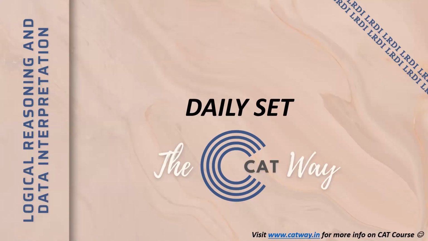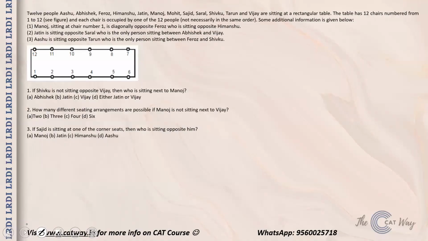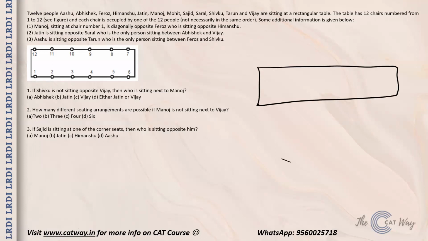So let us check out the question that we have. It says 12 people, Ashu, Abhishek, Firoz, Himanshu, Jatin, Manoj, Mohit, Sajid, Saral, Shivku, Tarun and Vijay are sitting at a rectangular table. The table has 12 chairs numbered from 1 to 12. The figure has been given. Okay, so that is how these chairs are numbered. All right, so let us make that table.